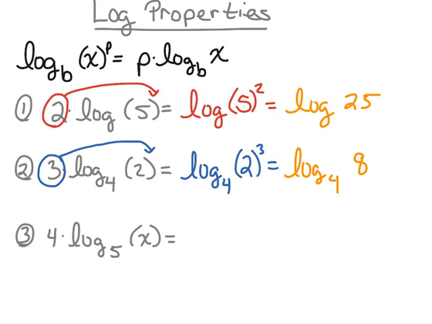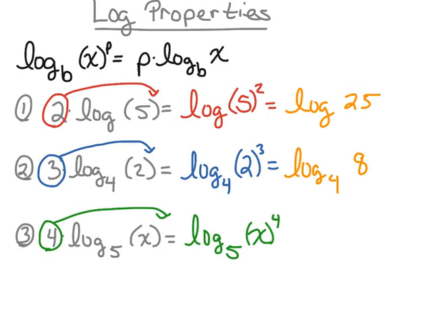Number 3, we have 4 times log base 5 of x. Same thing, that 4 is now going to become an exponent. So now we have log, keep the base 5, and now we have x to the 4th power, which again simply becomes log base 5 of x to the 4th power.